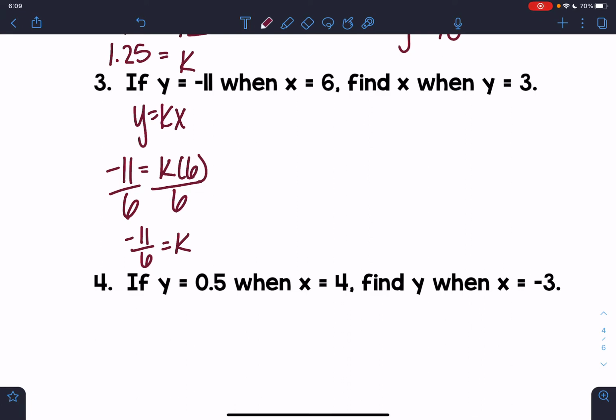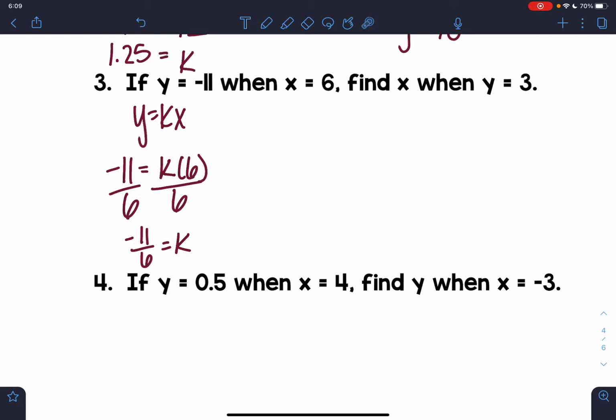So yeah, here's the thing. If you get a repeating decimal like this one, it's 1.8333 repeating, I would just leave it as a fraction, because if you're even rounding slightly on this, it's not going to give you an exact answer. So let's just keep it as a fraction.